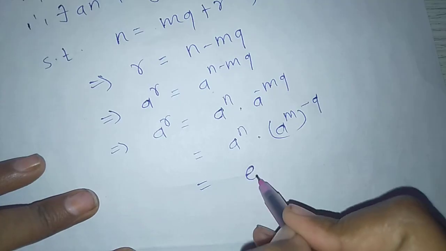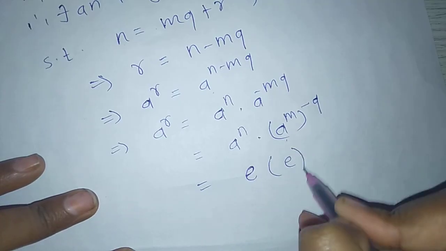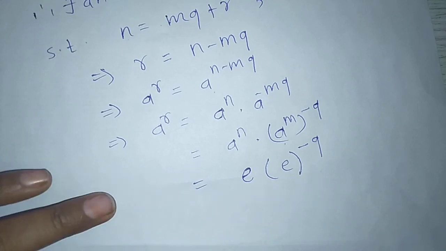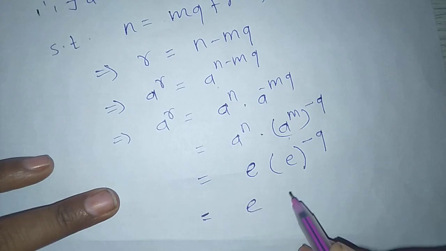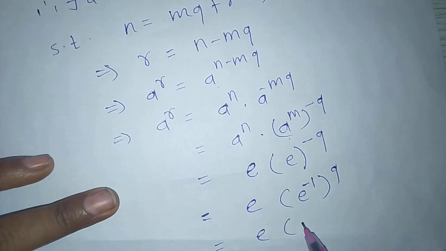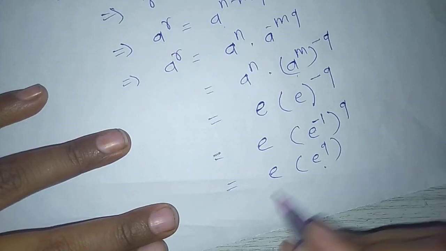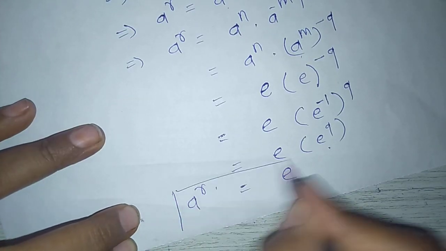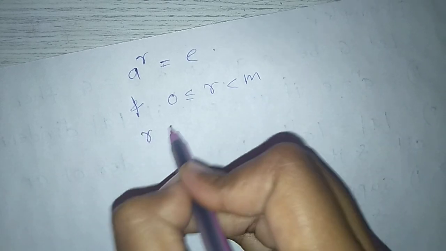Put here a raised to n equals identity and a raised to m equals identity, raised to minus q. And the inverse of identity is always identity, so e raised to minus 1 into q, e into e raised to q, e raised to q means e, we get identity. So a raised to r equals identity, and 0 less than or equal to r less than m means r is less than m.